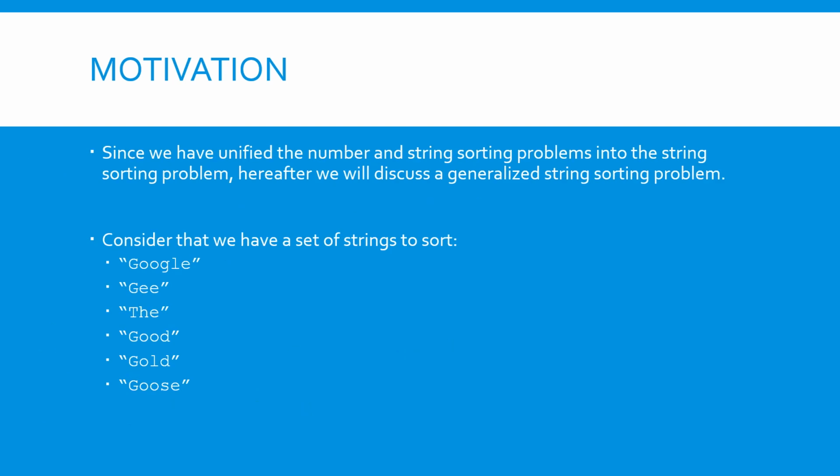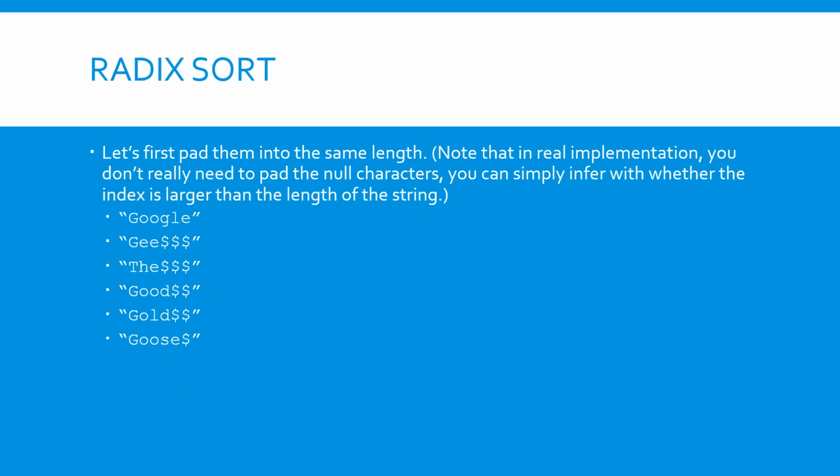Now, since we have shown how to solve the number sorting problem using string sorting, we will focus on solving the string sorting problem. We will demonstrate the idea of Radix sort with the following toy example, where we are sorting strings Google, Gi, the, good, gold, and goose. First, we pad them with the null characters $ sign.